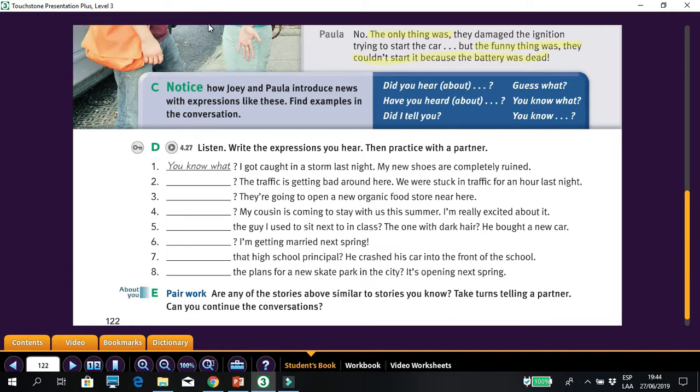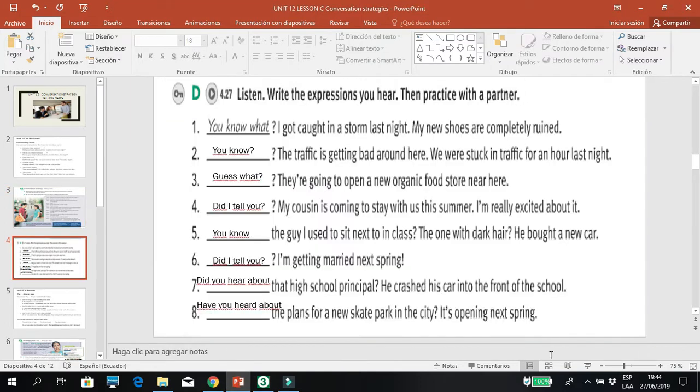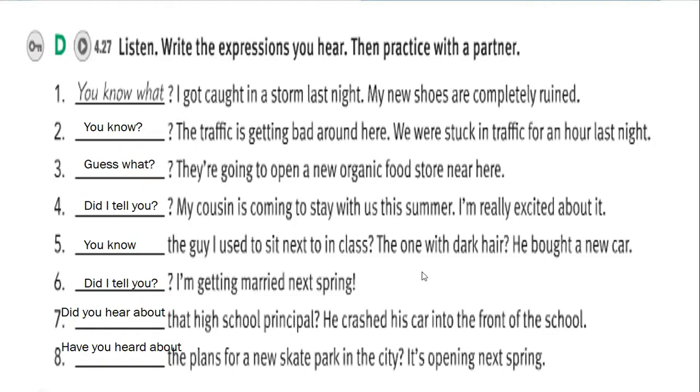All right, so let's check the answers. Let's see if you got them right. Okay, so here is the exercise. So the correct expressions are, you know what? I got caught in a storm last night. You know what? ¿Sabes qué? You know, tú sabes, the traffic is getting bad around here. We were stuck in traffic for an hour last night. Guess what? Adivina qué? They are going to open a new organic food store near here.